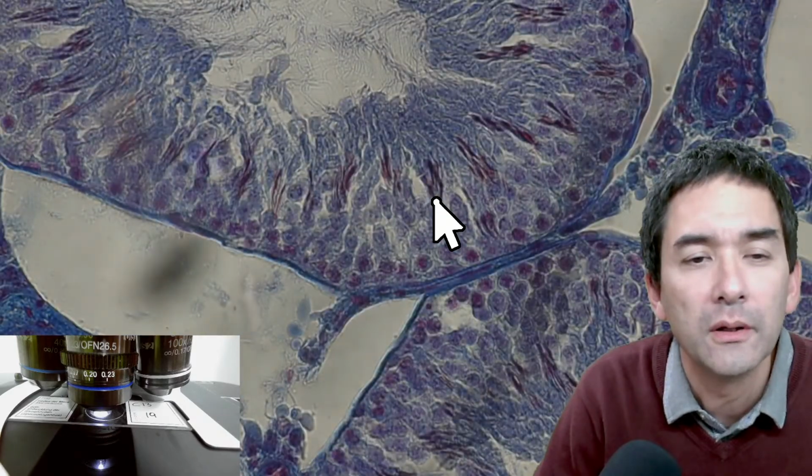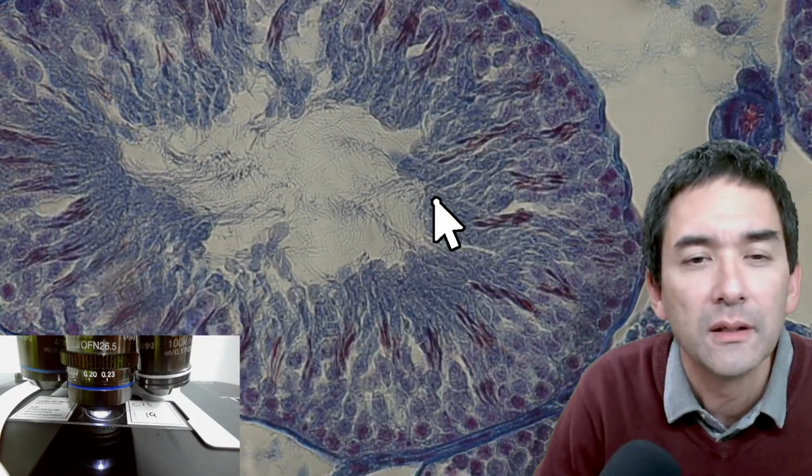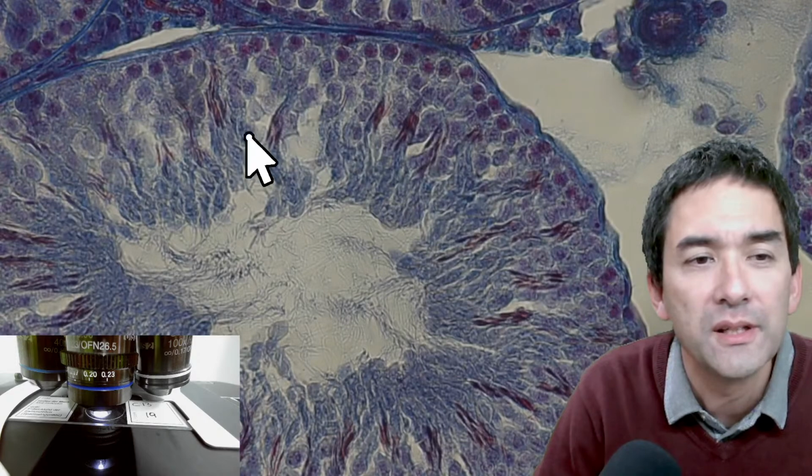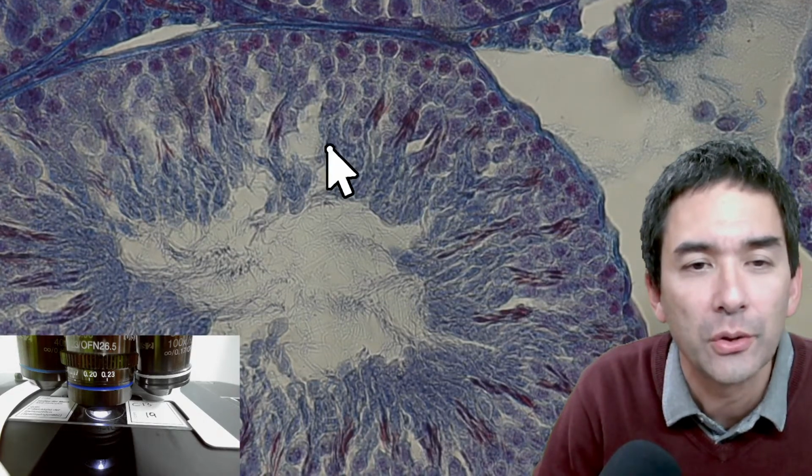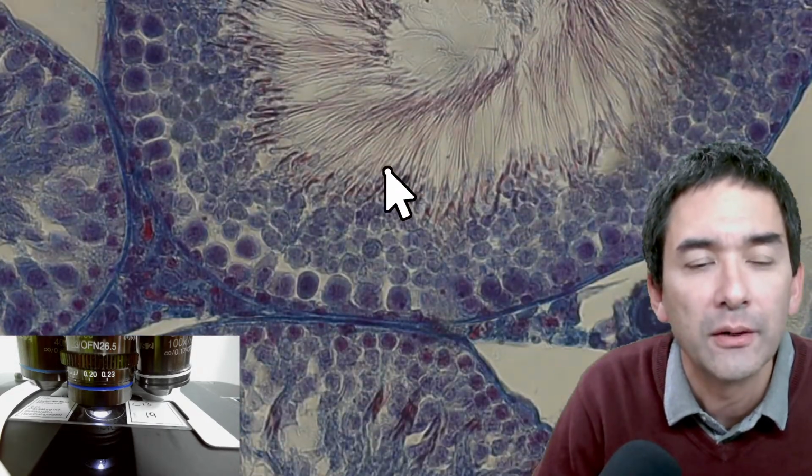During the cutting process, you can see that some of those seminiferous tubules actually started to break down a little bit and start to rip and tear.